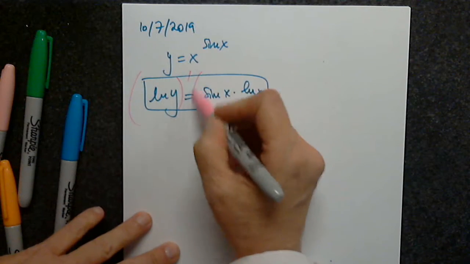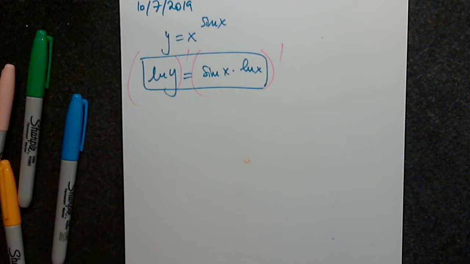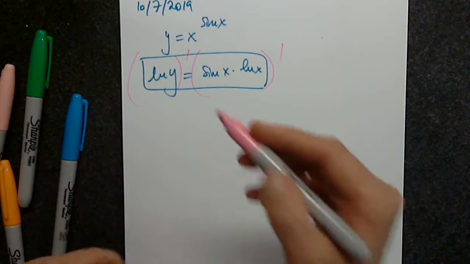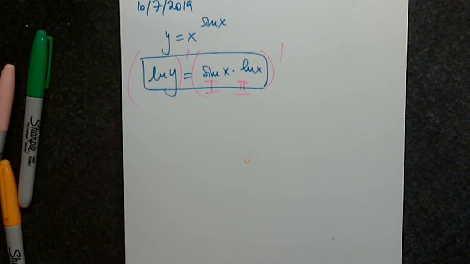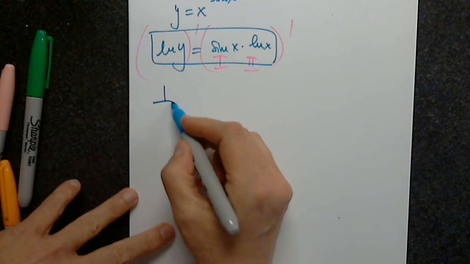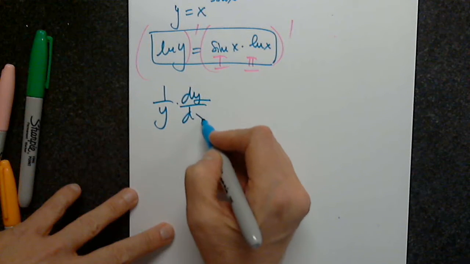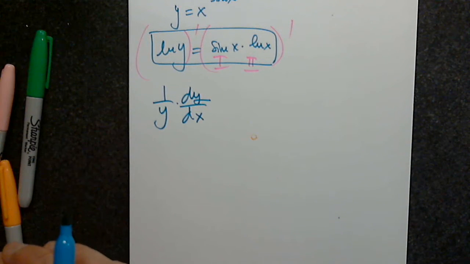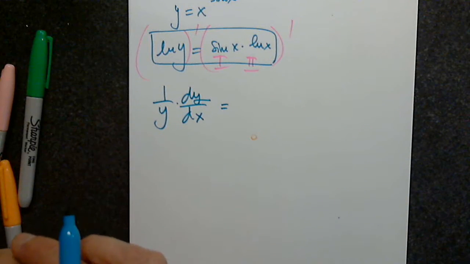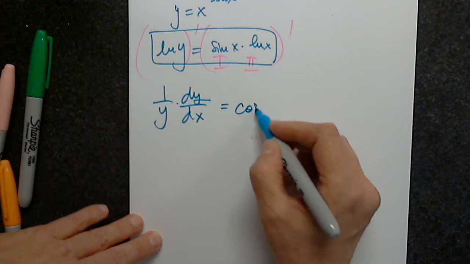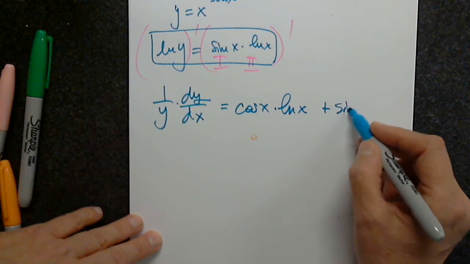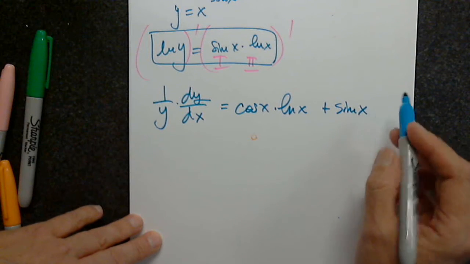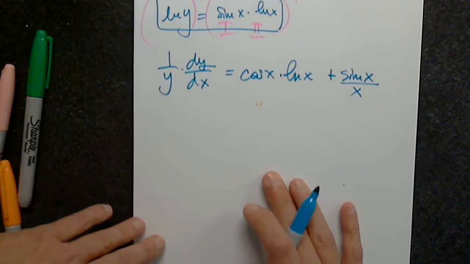So now we differentiate the left and we differentiate the right. We have to be very careful with the right-hand side because it's a product of two functions, function 1 and function 2. So the right-hand side must turn into a sum. The left-hand side will be 1 over y times dy over dx. The right-hand side is sine prime, which is very good, cosine x times natural log x plus sine x times 1 over x.